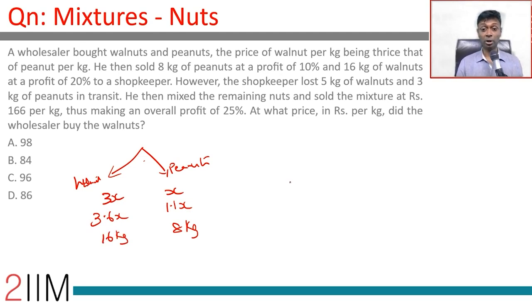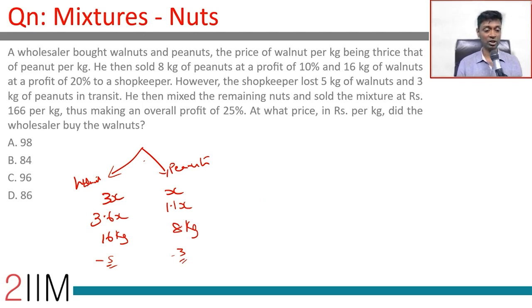However, the shopkeeper lost 5 kg of walnuts and 3 kg of peanuts in transit. From 8 and 16, 5 of walnuts he loses and 3 of peanuts he loses. He then mixed the remaining nuts and sold the mixture at rupees 166 per kilogram. Wonderful. He mixes, so I don't need to care how much of this is there.